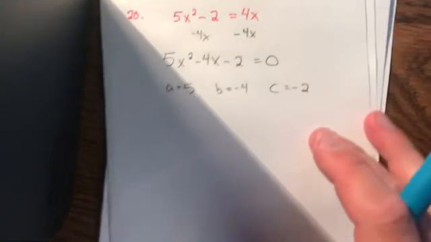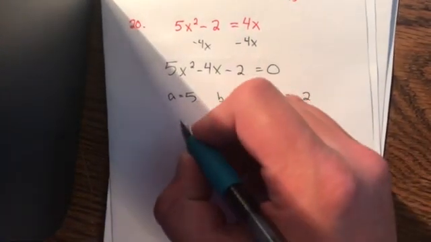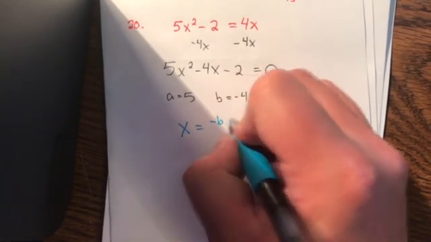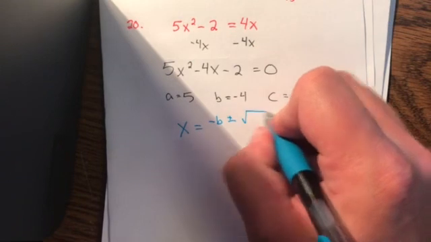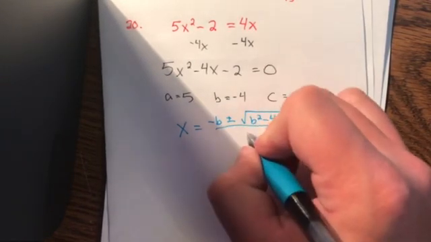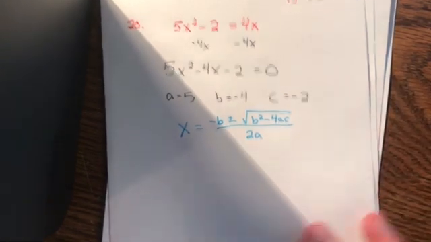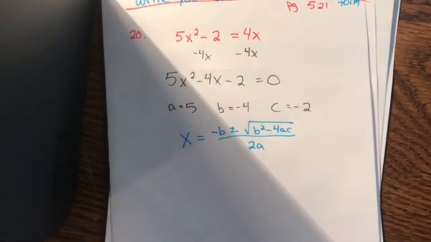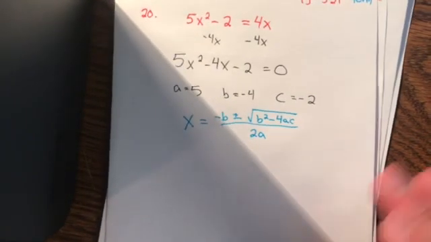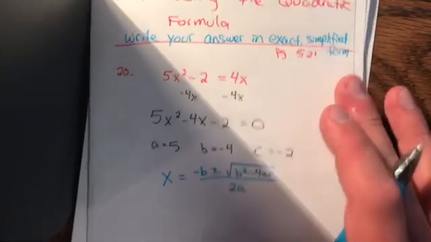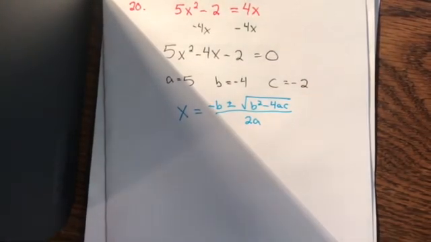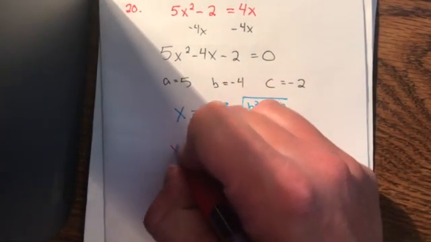If we were in class together, you'd hear me sing the jingle over and over again, so I'll do my best over video. X is the opposite of b plus or minus the square root of b squared minus 4ac, all over 2a. Again, this is something that I require students to memorize. It's going to help you out in geometry. It's going to help you out in Algebra 2. It's just something that you should challenge yourself to do this week: memorize the quadratic formula and be able to use it.